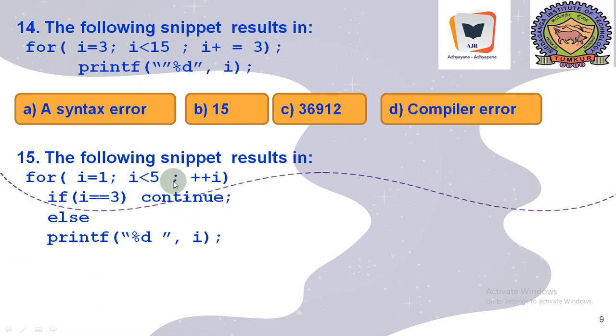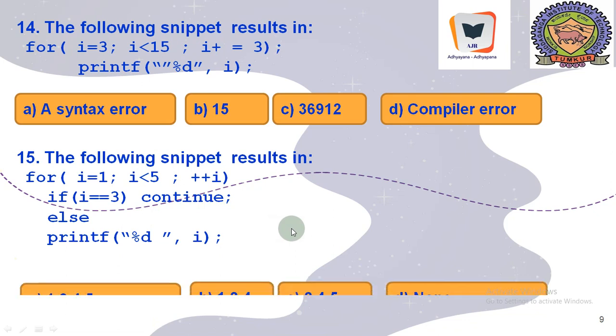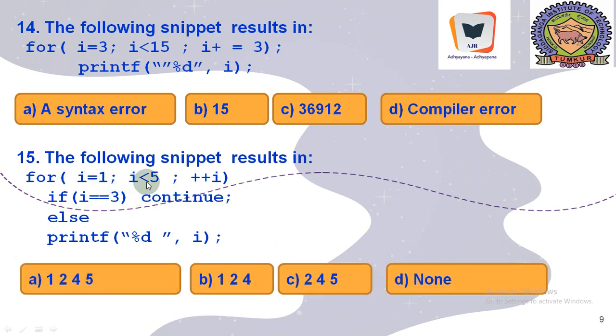The following snippet results in: for i equal to 1, i less than 5, plus plus i. If i equal to 3, continue. Else, printf %d i. Now, for i equal to 1, i less than 5, i plus plus. 1 has to be printed because i is not equal to 3. 2 has to be printed because i is not equal to 3. When i becomes equal to 3, continue is there. Continue means control will be taken back to the for loop, ignoring whatever is written beneath continue. So continue will take the control back, and by then it will have reached 4. So 1 is printed, 2 is printed, 4 is printed. 5 is not printed because the condition is less than 5. So 1, 2, 4 is the correct answer.